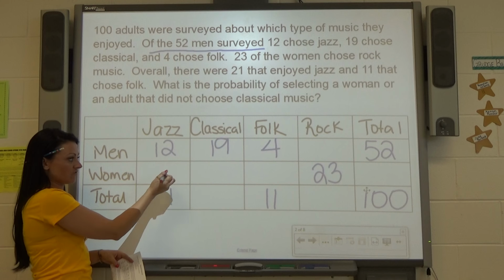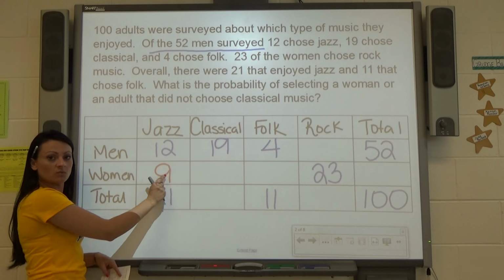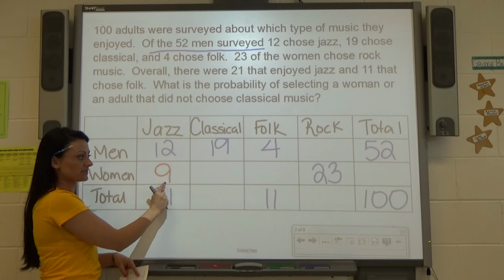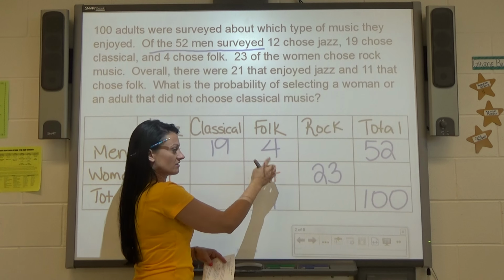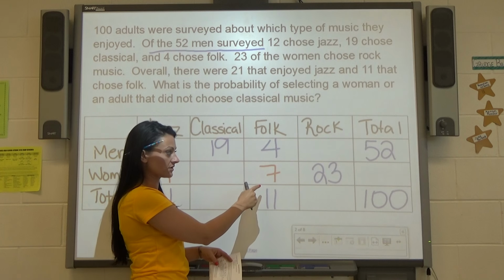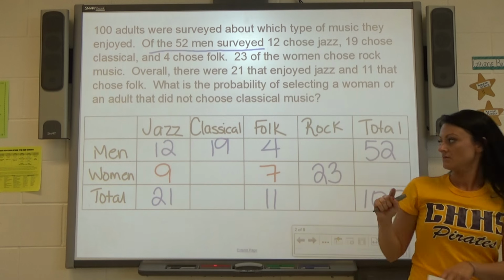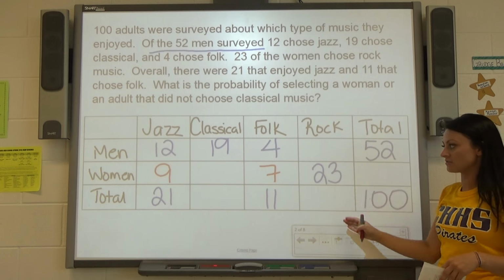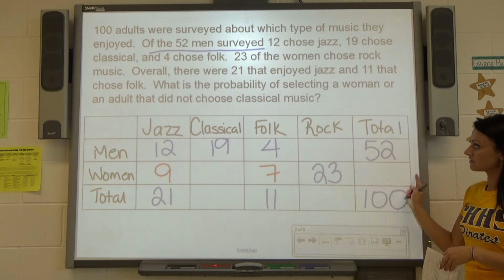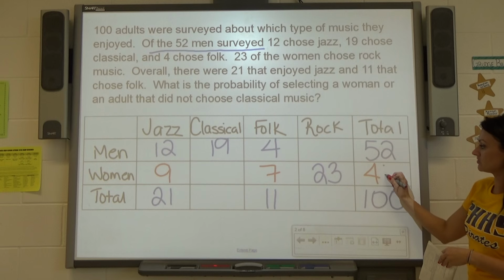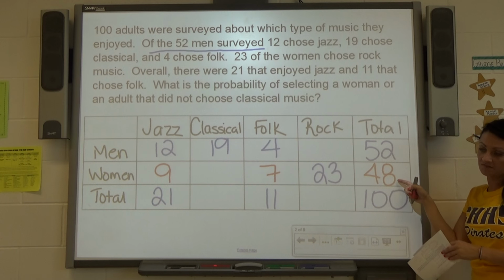So I know I can fill this in. There's 9 people that were women that liked jazz. Can't really do anything here yet, so I'm going to keep going. This would tell me that there's 7 women that liked folk. And if you come along here, I can't do anything else in this column, but I could figure out 48 women total because 100 minus 52.